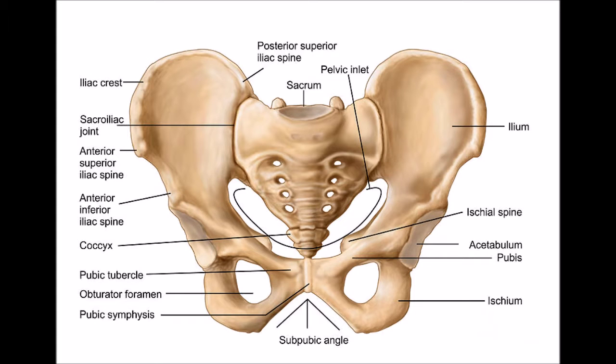The pelvis is made up of 3 bones, the ilium, the ischium, and the pubis. The acetabulum articulates with the head of the femur, creating a ball and socket joint. The hip is a highly mobile joint due to its bony anatomy.